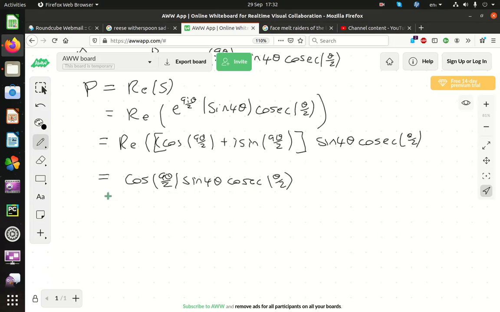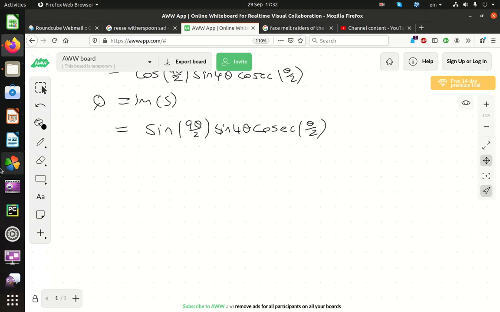Likewise, the imaginary part, which is Q, that's simply going to be sine 9 theta over 2 sine 4 theta cosec theta over 2. And hence, when you do P over Q, loads of it's going to cancel. Is it P over Q they do? Or it's Q over P. I apologise. So when you do Q over P, you're going to have sine 9 theta over 2 divided by cos 9 theta over 2.